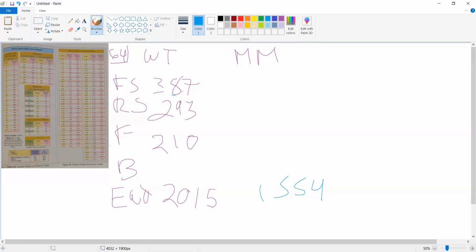All right. Back to what I was doing. So 387 times the arm, which is 85. Okay, over 100 with the decimal place is 328.95. So 329. Okay, we're good. Next, we have 293. Right, that's the rear seat. 293 is not there. We multiply that by 121. Great, divided by 100. We get 354.5 or 355.